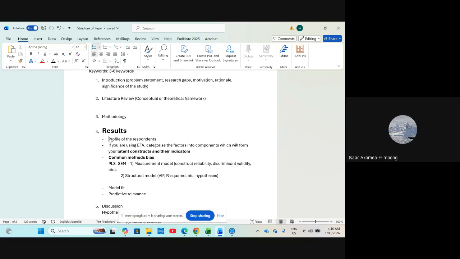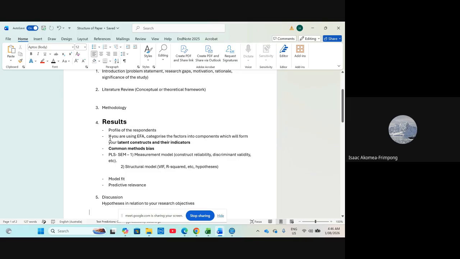Something like the profile of the respondent or a description of the data set. Then if you have to conduct some EFA and some basic analysis, you have to do it. You present your PLS results. Within the PLS results, you present the measurement model, the structural model, model fit, predictive relevance. You present all these things.